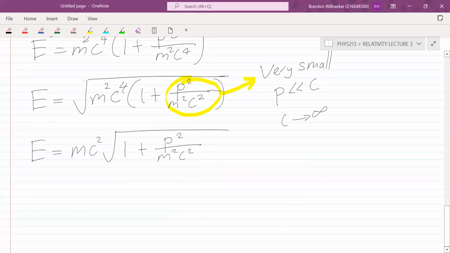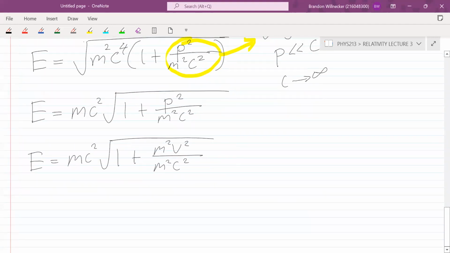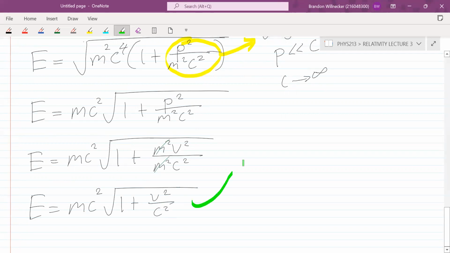Now, p we can write as m times v, because that's what momentum is. So we have mc squared, square root of 1 plus m squared v squared over m squared c squared. Now the m's will cancel, and we end up with E is equal to mc squared, the square root of 1 plus v squared over c squared. Now we're going to do a little tangent from here.